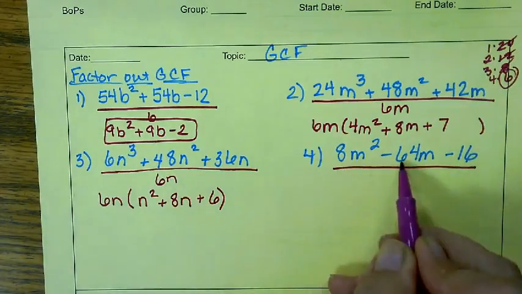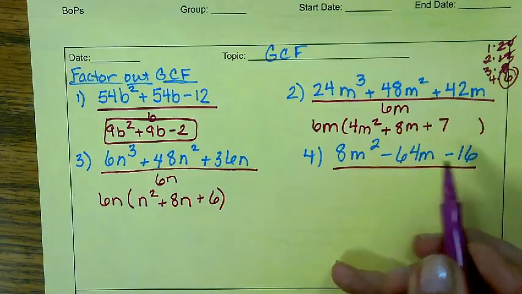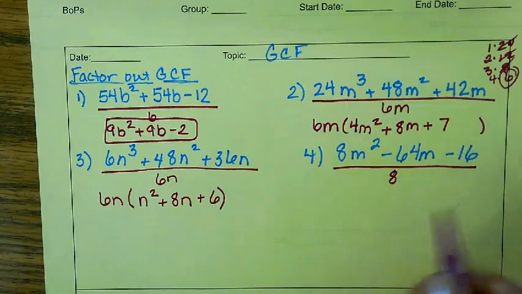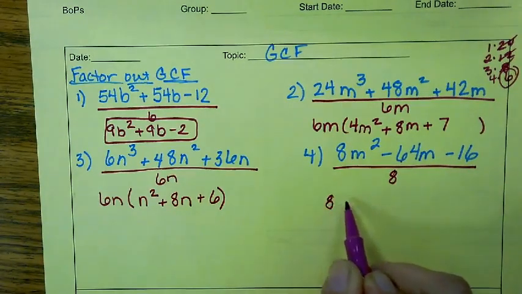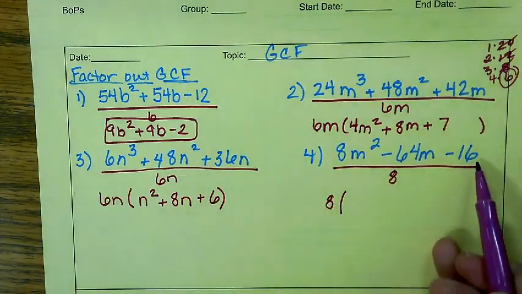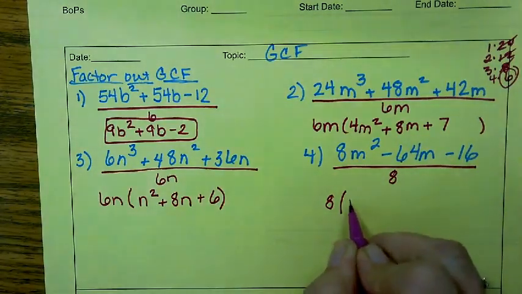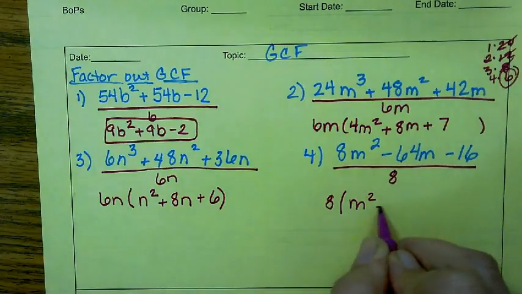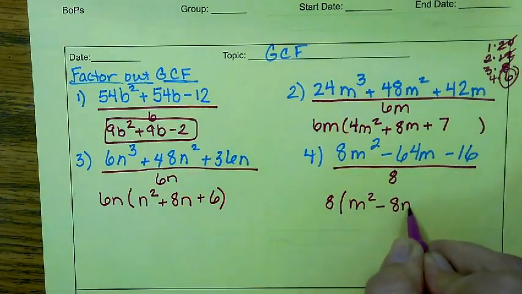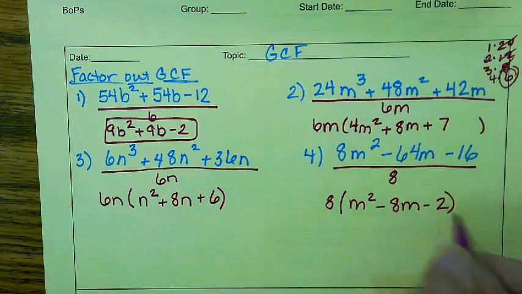And then the next one, will 8 go into all 3 of these? It does, so 8's our greatest common factor. There's no m in this one, so we can't take out the variable part. So it's just m squared minus 8m minus 2.